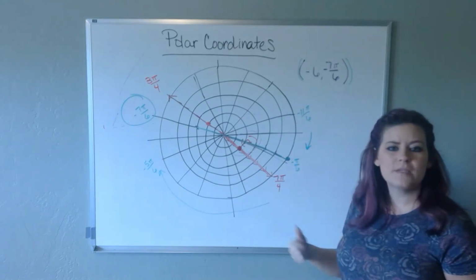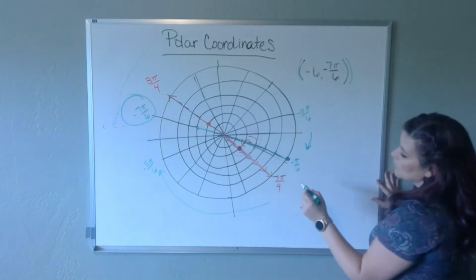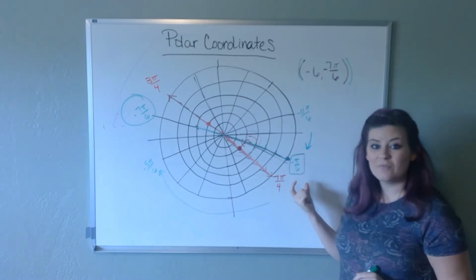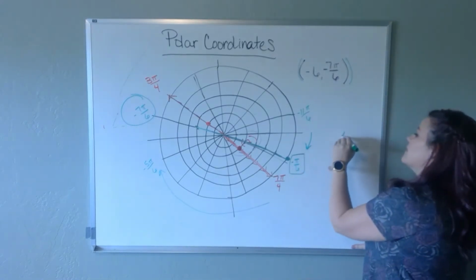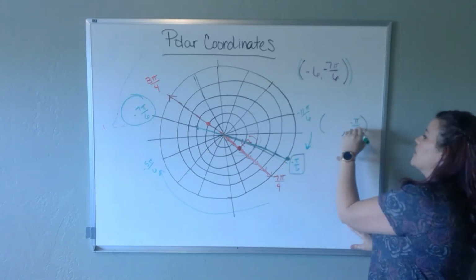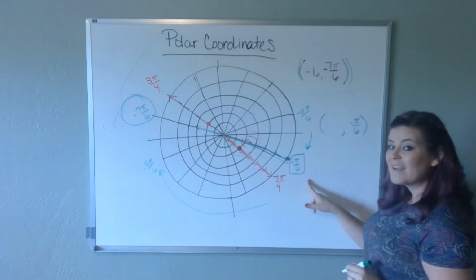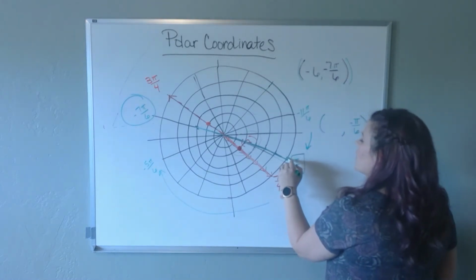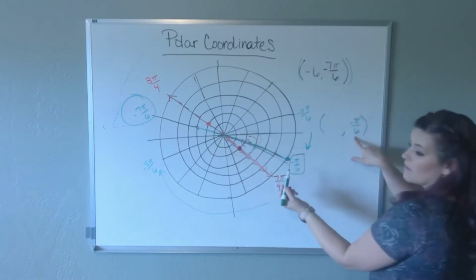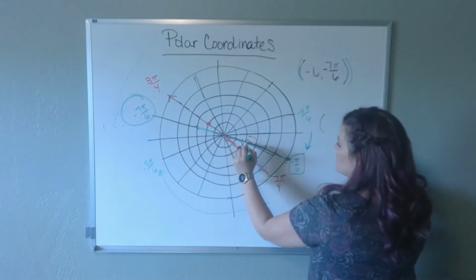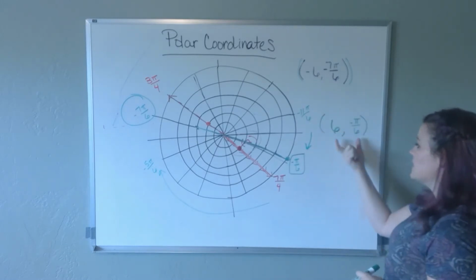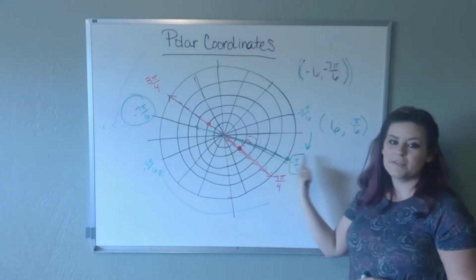Let's talk about other ways we could label this point. Notice that we ended up being at this angle, the negative pi over 6. If you were creating an ordered pair for this very point, and the theta you started with was this one, negative pi over 6, what would your r have to be to get here? So starting from here in the direction of your theta, positive 1, 2, 3, 4, 5, 6. So r would be positive 6. This coordinate pair is another way to plot this same point.